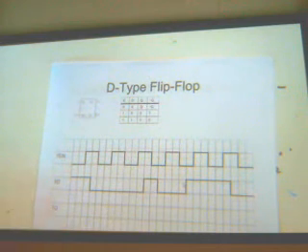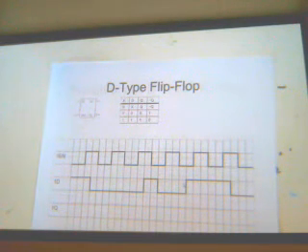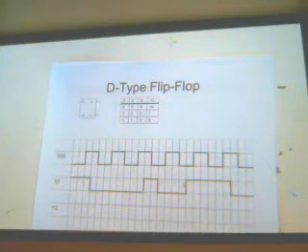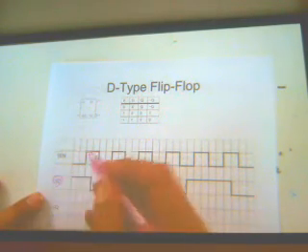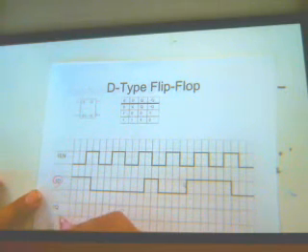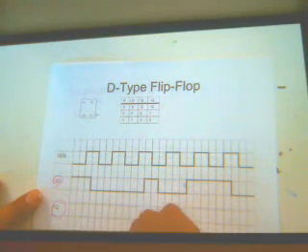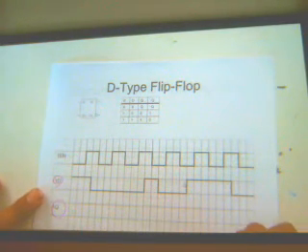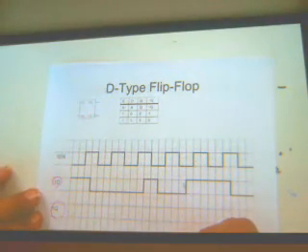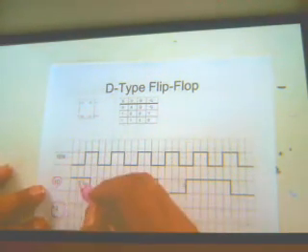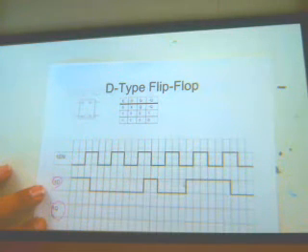Okay. So what do we say about the D flip-flop? There's really only one input, correct? Okay. So we have D, Q. All right. So do we know where we're starting? What's our starting value?